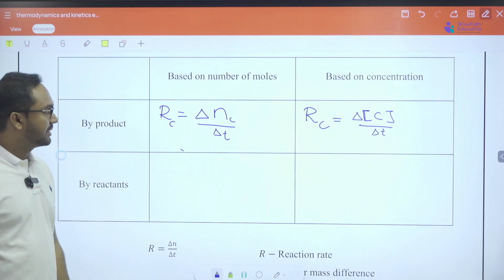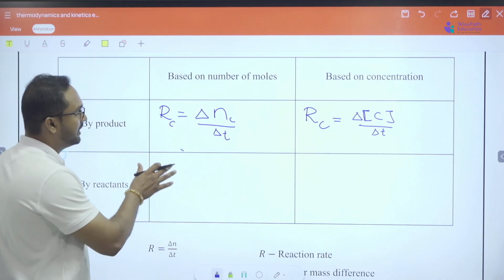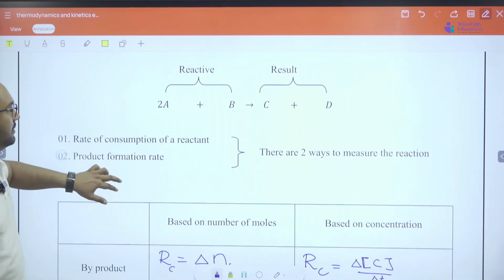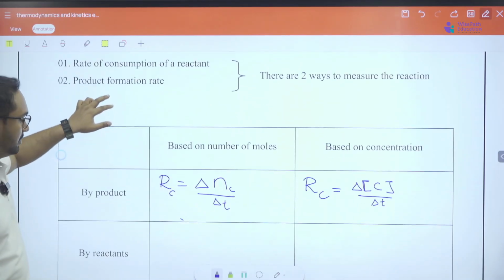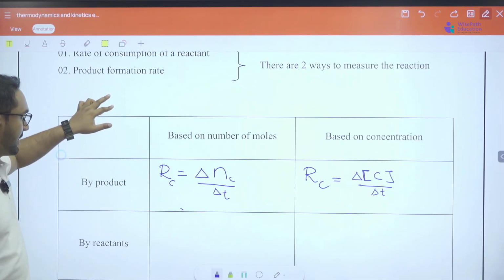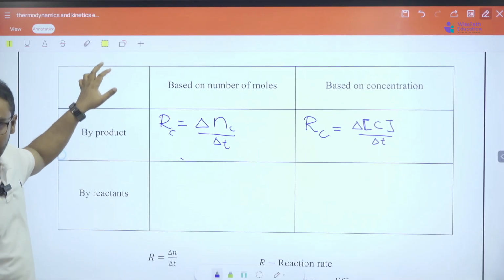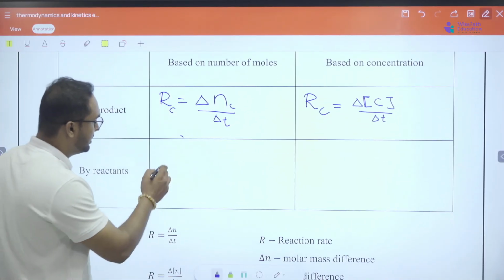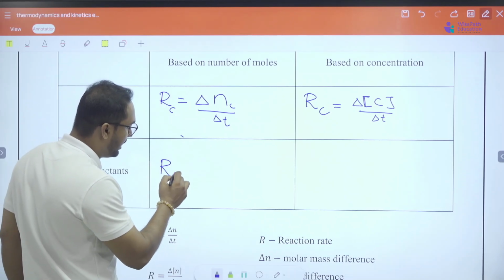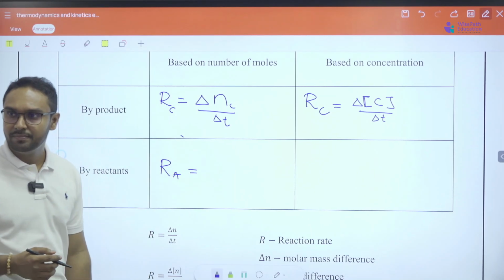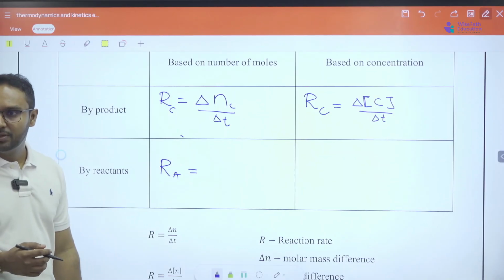Right, by the reactants, right? If I consider one of the reactants, which should I consider? If I consider A or if I consider B, it will be same. I'll consider A. So if I consider A, that will be R A. And should there be a minus in the front?